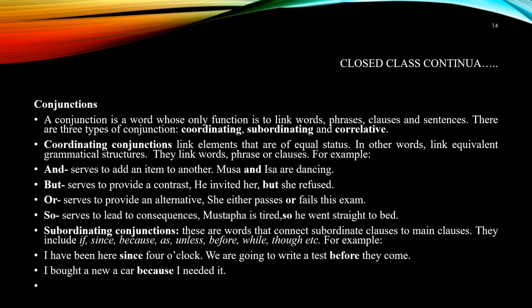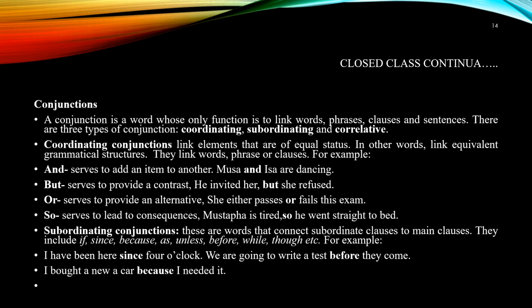Now, we also have conjunctions as another example of the closed class system. A conjunction is a word whose only function is to link words together: phrases, clauses, and sentences. Their main function is to link up words, phrases, and clauses. There are three types of conjunction. That is, we have coordinating conjunction, we have subordinating conjunction, and we have correlative conjunctions. These are the three types of conjunctions we have in English.